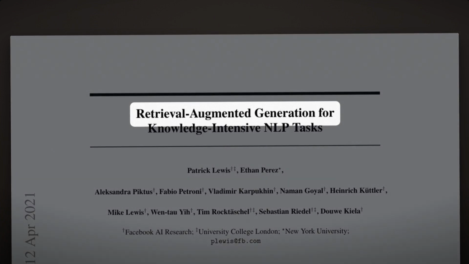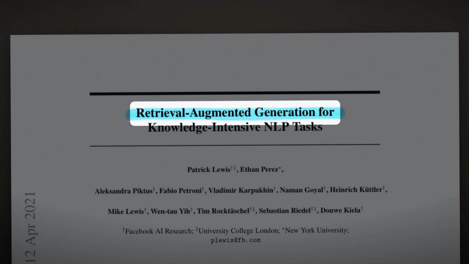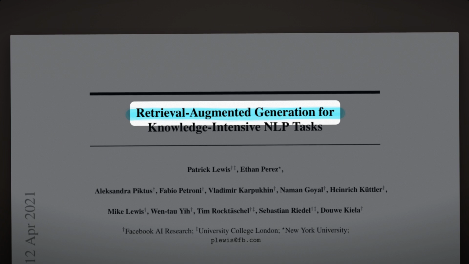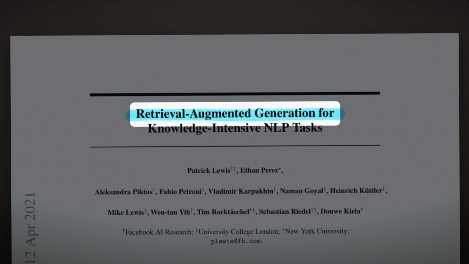Let's break down the core idea behind this paper. Retrieval Augmented Generation from Facebook AI and University College London. In 5 minutes, you'll get the whole blueprint. How a language model learns to look things up before it answers, and why it became the default way to give a model knowledge it wasn't trained on.